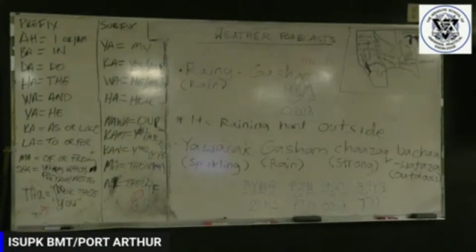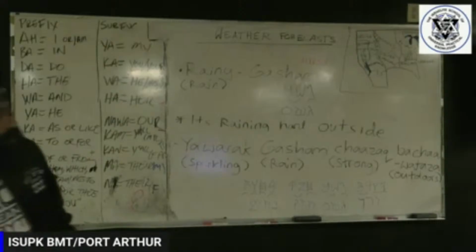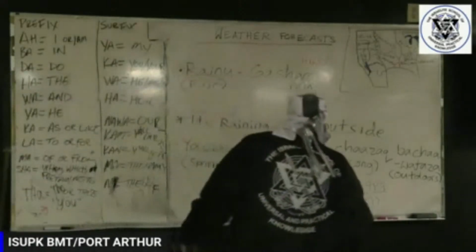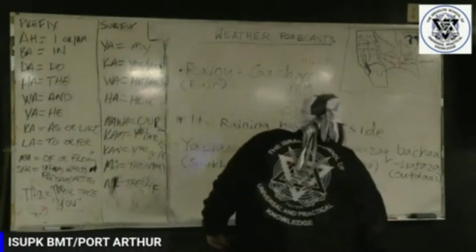So far we have cloudy, which is Ainan. Now we have Gasham, rain. Next, we're going to move on to snow. Let me get this off, and then we're going to get snow.